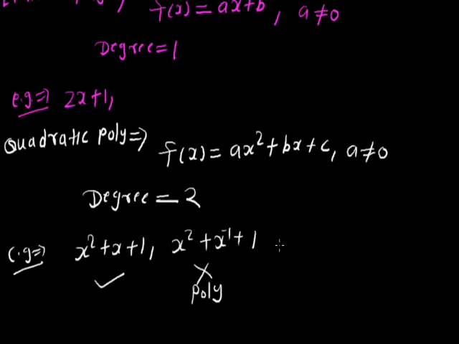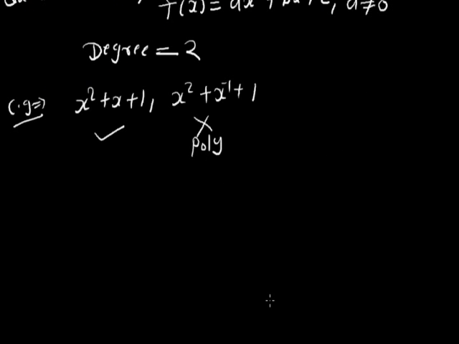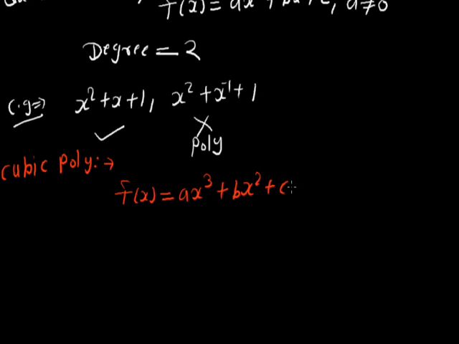Now we come to our next classification. What was that? It was cubic polynomials. So how can we write the cubic polynomial? We come to the general expression for the cubic polynomial. If the polynomial is defined in variable x, then f of x can be written as a x to the power 3 plus b x square plus c x plus d. This is the general expression for a cubic polynomial.